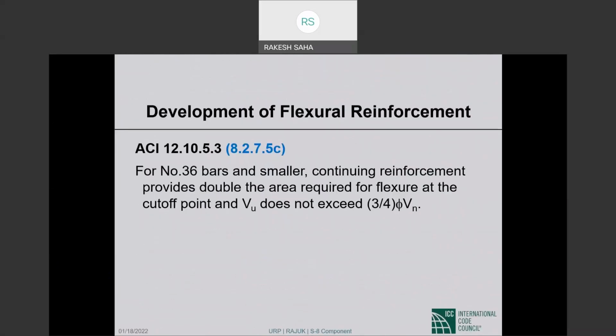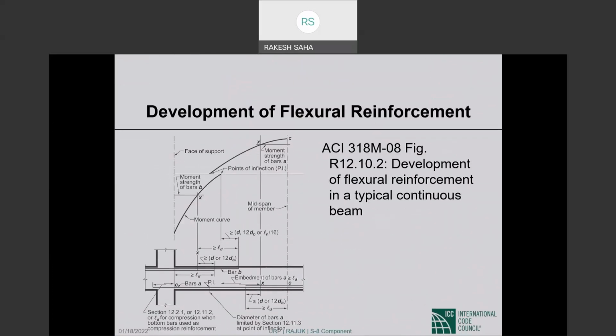This is much more complicated. The third one also is more complicated than the first one. For number 36 bars and smaller, continuing reinforcement provides double the area required for flexure at the cutoff point, and V sub U does not exceed, now it is 3/4 rather than 2/3, phi times V sub N. So the first one was V sub U shall not exceed 2/3 phi times V sub N. Pretty simple, straightforward. Now we are requiring V sub U not to exceed 3/4 of phi times V sub N. And in addition, we are placing a limitation on bar size and saying continuing reinforcement provides double the area required for flexure at the cutoff point. So the first of the three conditions is the simplest, and we typically go with that. That is the summary of what I'm trying to tell you.